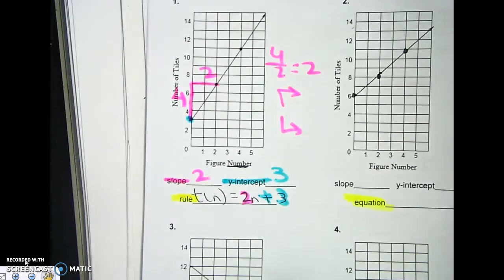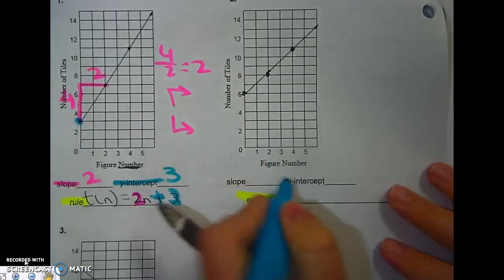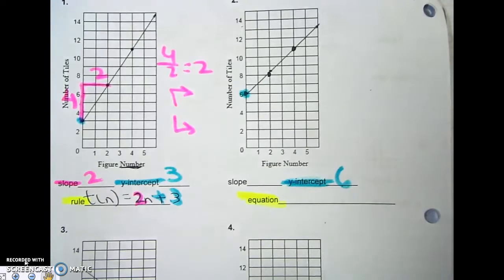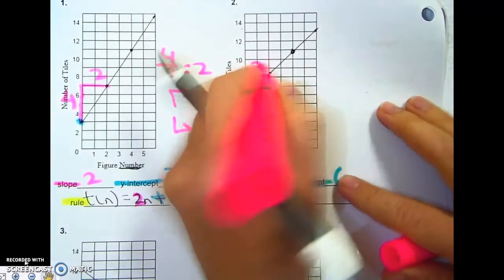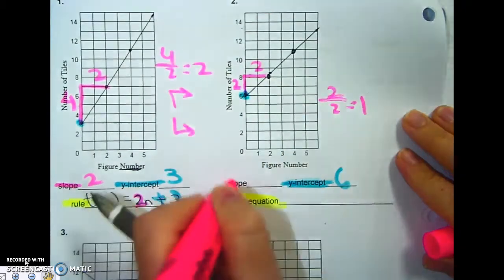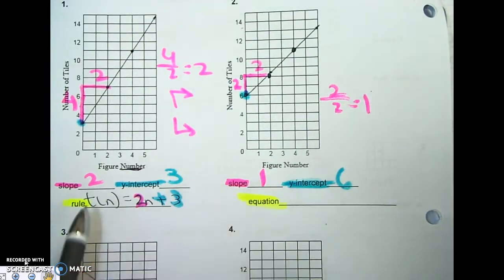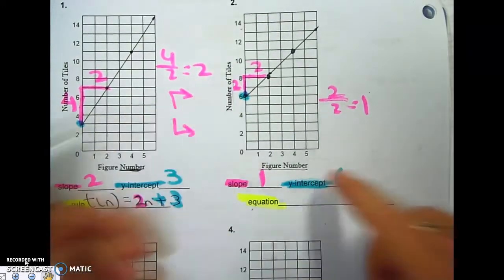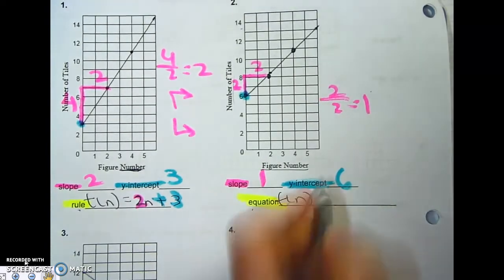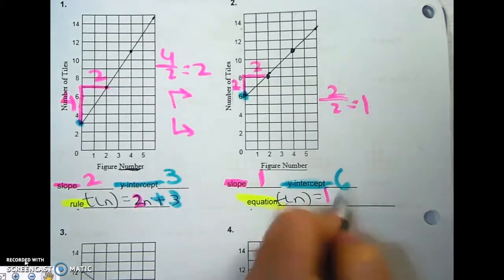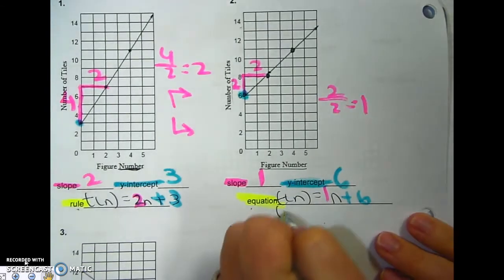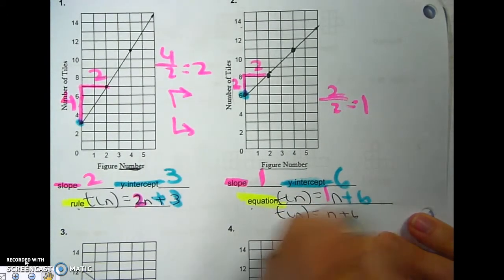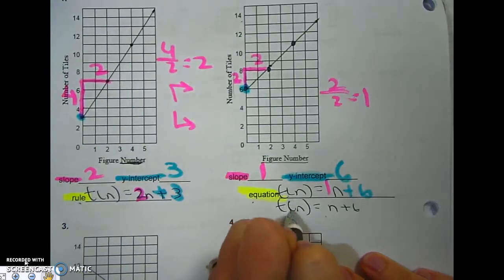Okay, we're going to do the same thing for the next one. First thing I do is find the start. 6. I'm going to go up and right. Up 2, right 2. 2 over 2 equals 1. Now I'm going to do the equation. Even though I called it a rule or an equation, it's still figure number and number of tiles. So T of n equals 1n plus 6. And honestly, I would prefer you to be more fancy if you can and go T of n equals n plus 6. I'll accept either one, but if you can be fancy, you really want to be fancy. Okay? Let's go to the next one.